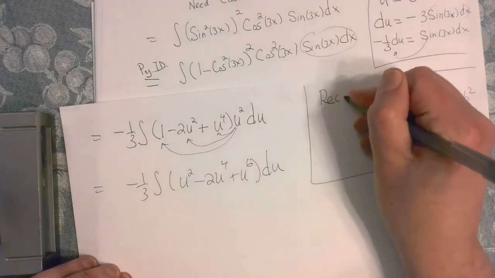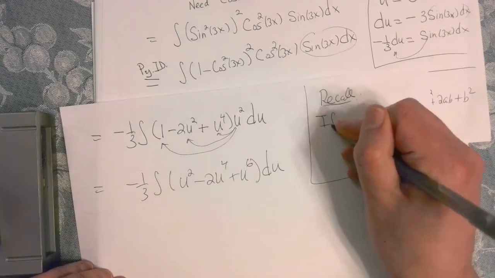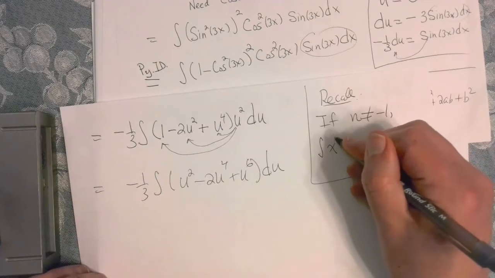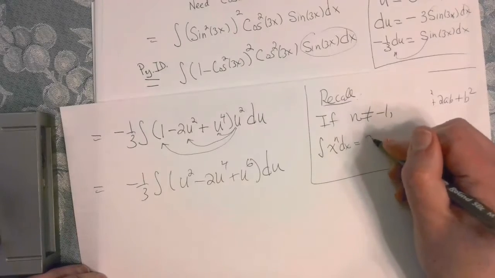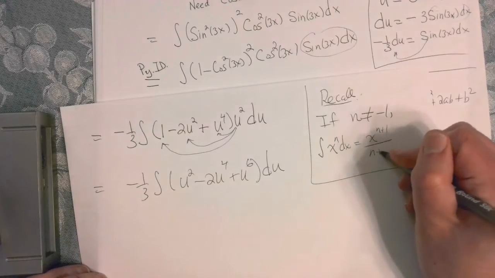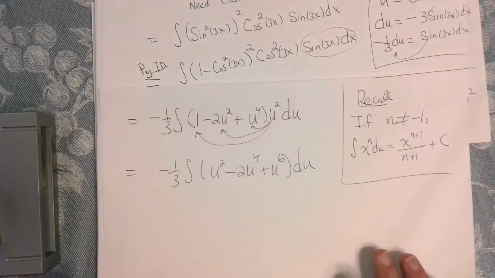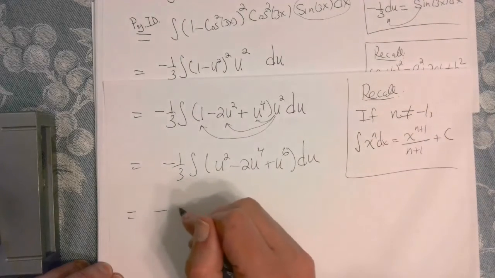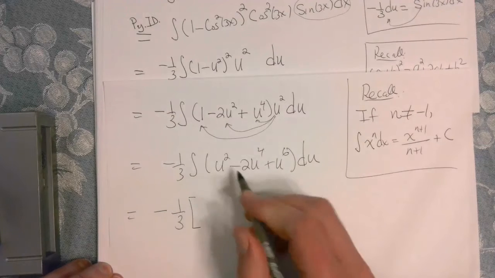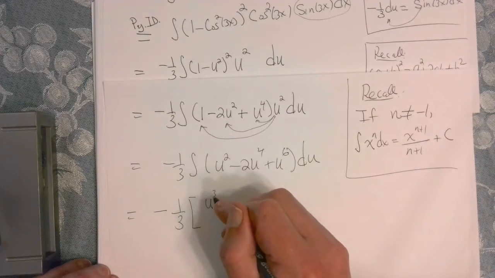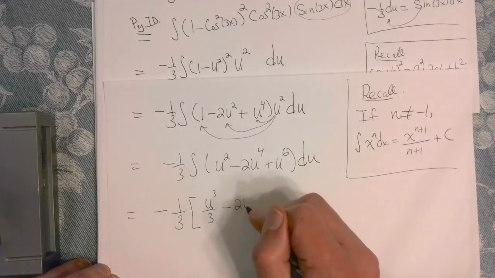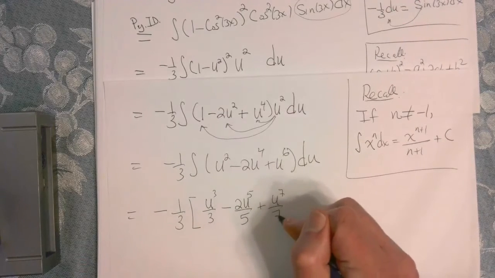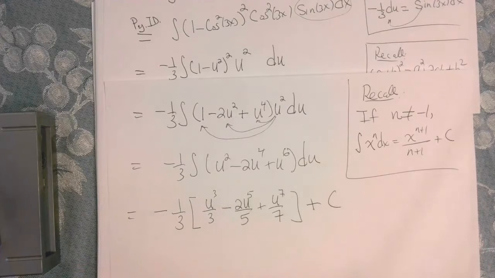So of course we want to recall the following. So if n is not equal to minus 1, then the antiderivative of x to the n dx is exactly x to the n plus 1 over n plus 1 plus c. Okay, so what do we have here? We got my minus 1/3. So this will be u cubed over 3. This is minus u to the 5th over 5, plus u to the 7th over 7. That seems good. Plus c, don't forget your plus c, right?